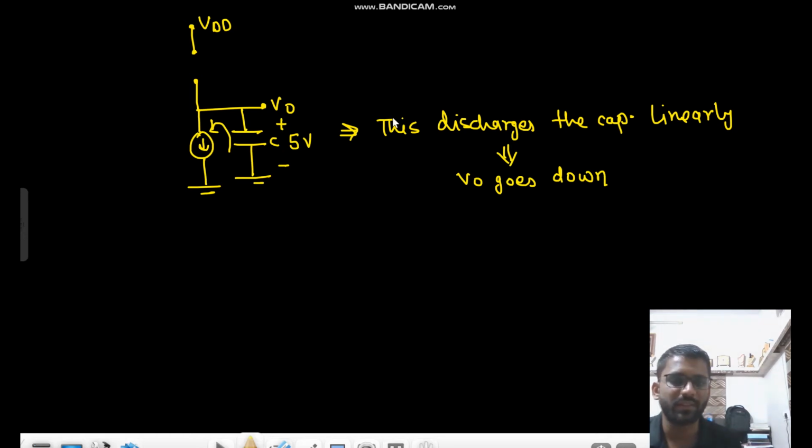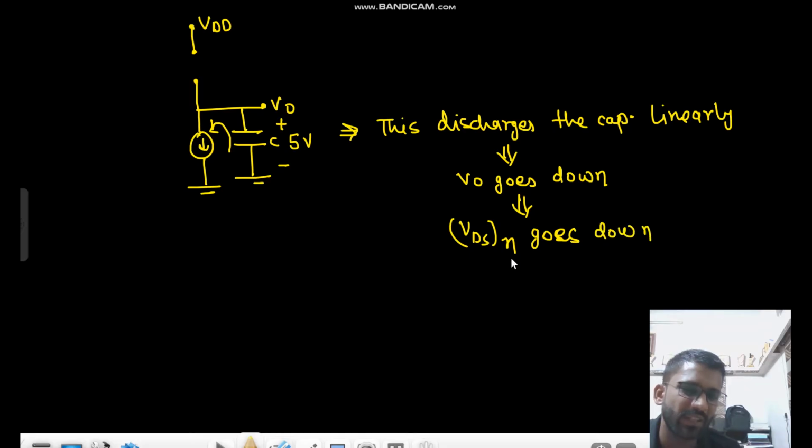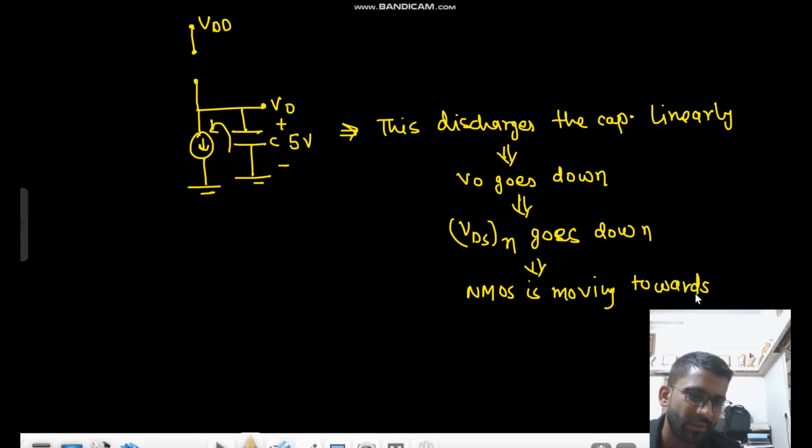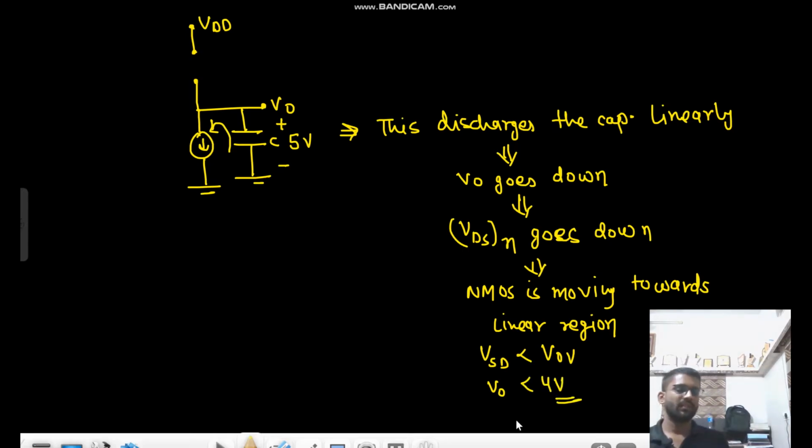So that means VDS for NMOS goes down. If it goes down, that means NMOS is moving towards what? Linear region. That means when VDS is less than V overdrive. So what is VDS? That is V naught. That is less than 4 volts, then we will move to linear region, right? So how will the output look like?